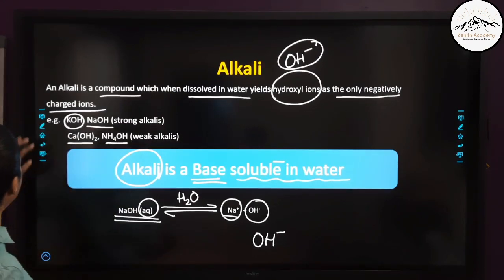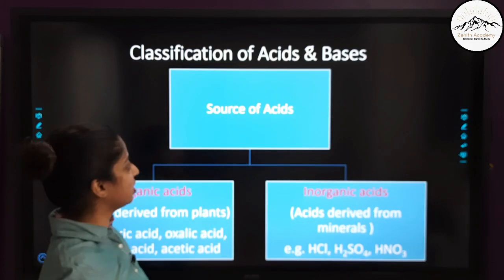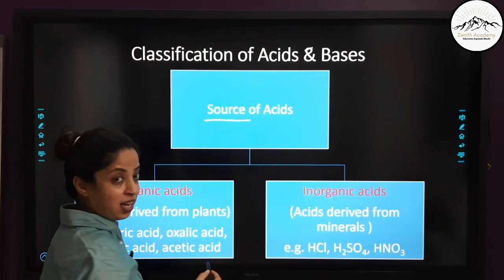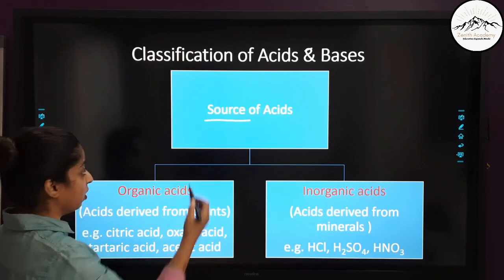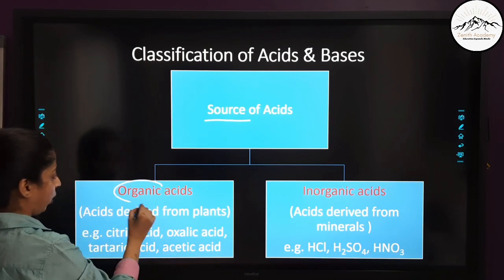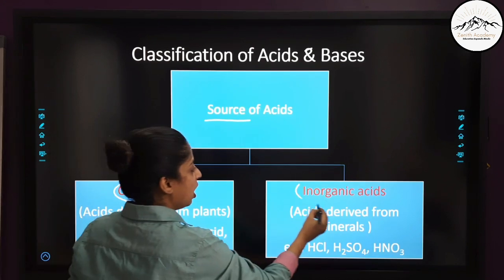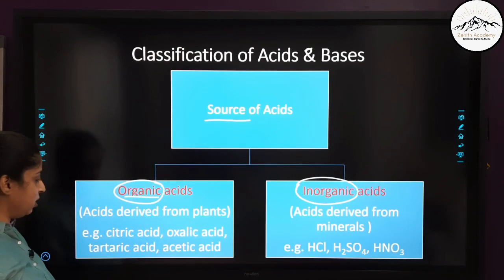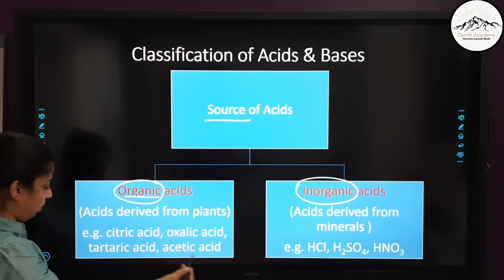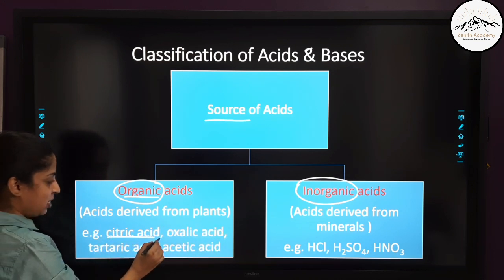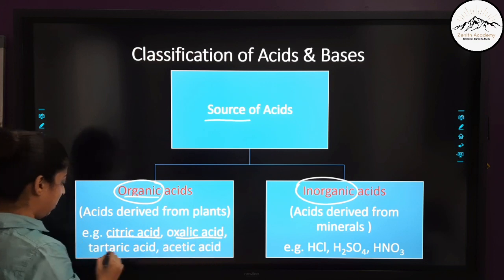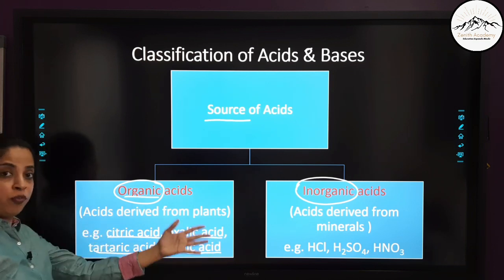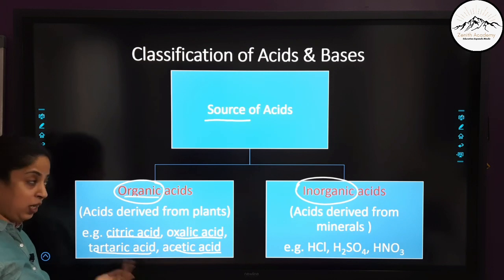Now let us classify acids and bases. On the basis of source of acid, that is from where the acid is obtained, the acids are divided into organic acids and inorganic acids. Organic, as the name suggests, are derived from plants. Examples: citric acid, oxalic acid, tartaric acid and acetic acid. I hope you know from which plants these are all obtained.